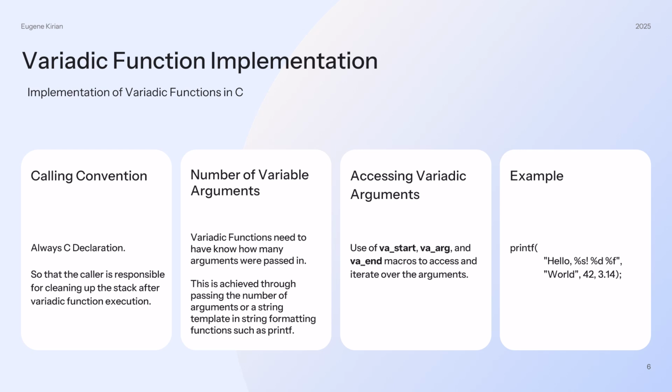Counting variable arguments. To access the variable arguments, the function needs to know how many were passed in. This is typically achieved by passing the number of arguments or a string template, like in the printf function. Accessing variadic arguments. To iterate over the arguments, C provides a set of macros: va_start, va_arg, and va_end. These macros help you access and process the variable arguments.